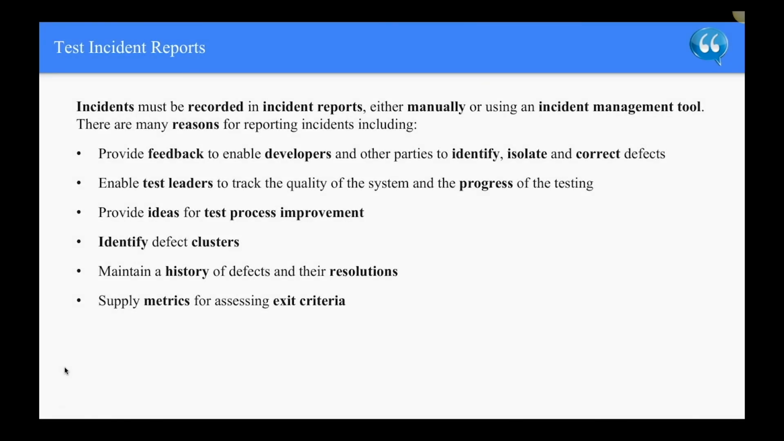Test incident reports. Incidents must be recorded in incident reports, either manually or using an incident management tool. There are many reasons for reporting incidents, including: provide feedback to enable developers and other parties to identify, isolate, and correct defects; enable test leaders to track the quality of the system and the progress of testing; provide ideas for test process improvement; identify defect clusters; maintain a history of defects and their resolutions; supply metrics for assessing exit criteria.